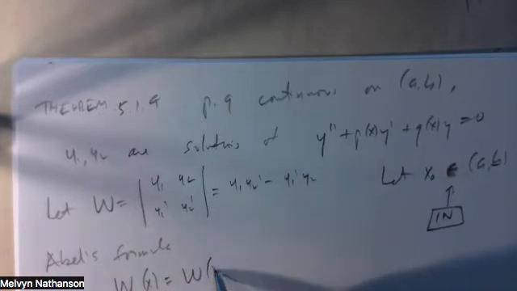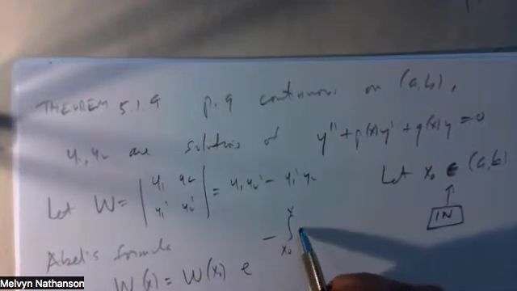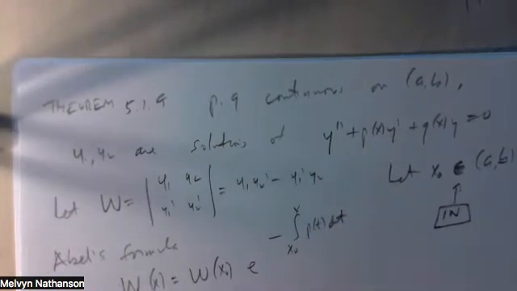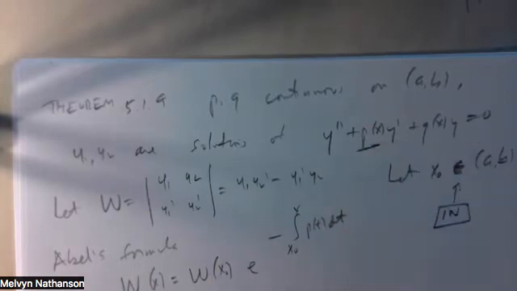You can write the Wronskian, which is some function of x, as the Wronskian evaluated at x naught times e to the minus the integral from x naught to x of p of t dt. So the formula only depends on the function p in the differential equation, but of course y1 and y2 depend on p and q.